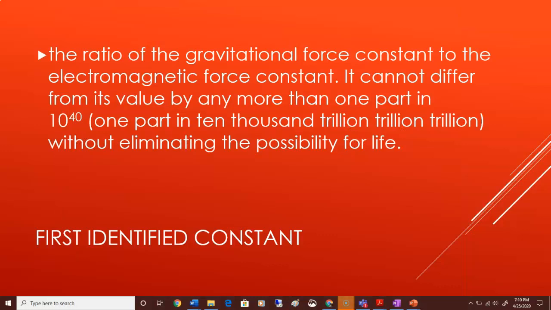Now, the first identified constant was the ratio of the gravitational force to the electromagnetic force. If it differed from its value by 1 part in 10,000 trillion trillion trillion, we wouldn't have life. Everything would be gone. Now, if you want to think about it as a percentage, that's like 0.00000, put in like 40 zeros, then 1%.